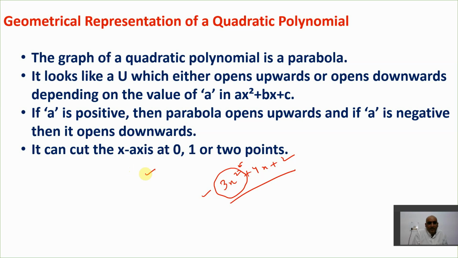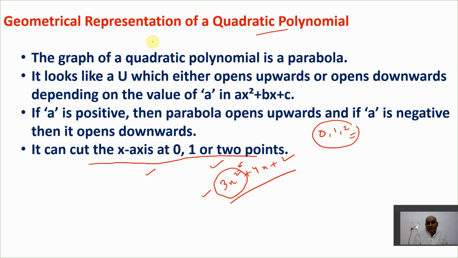So here it cuts the x-axis at 0, 1 or 2 points, right? So there can be a maximum of 2 points which can cut the x-axis in the graphical representation of a quadratic polynomial. Maximum 2 points. It can be minimum 0 points, there can be no point touching. It can be 1 point, or it can be a maximum of 2 points. Why maximum 2? Because the maximum degree is 2. That is the point.